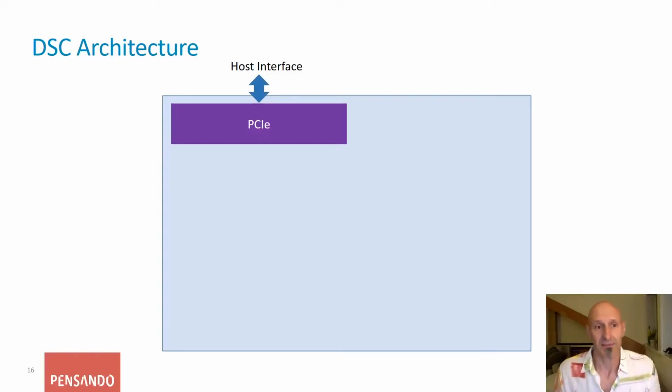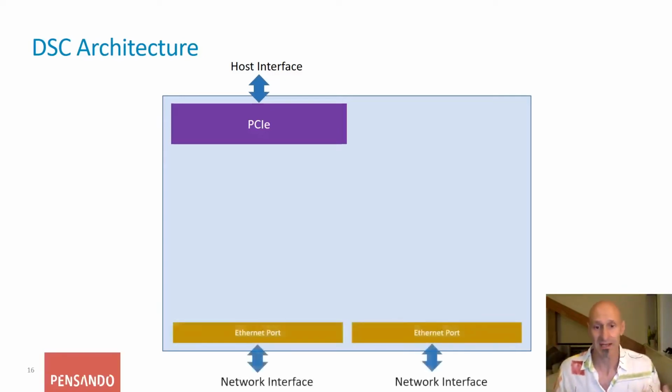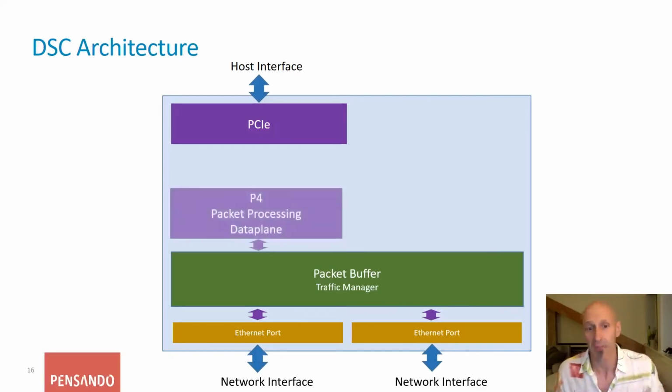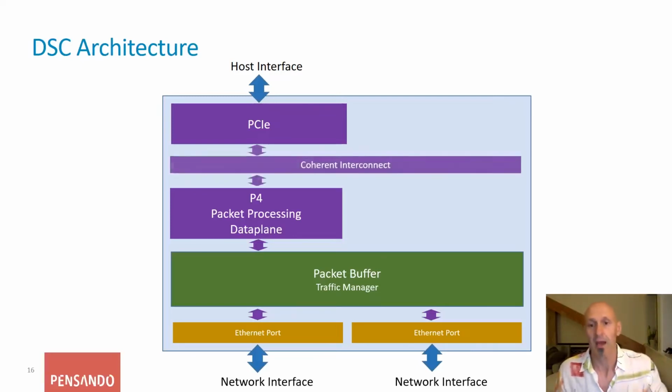Now, what does the DSC architecture look like? First of all, we have a PCIe interface to connect the card to the host. Then we have two Ethernet ports that provide network connectivity. The Ethernet ports are attached to a packet buffer, which also includes a traffic manager, where we can store packets as they are received and as they are being processed. And they can be processed by packet processing pipelines that are programmable through P4.